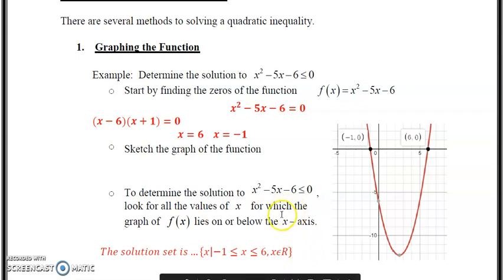Okay, so that's how you graph the function. We know how to graph that. That's easy. So now we're just looking for the solution set. So if you were asked to solve the inequality here, to satisfy this, this is your answer right here. Okay.